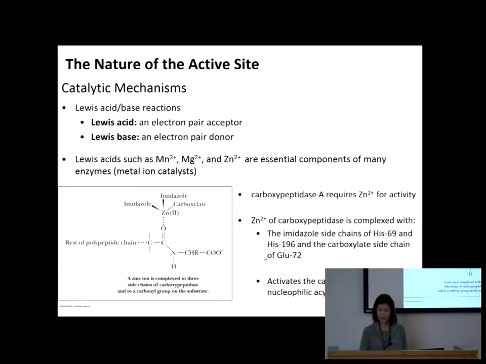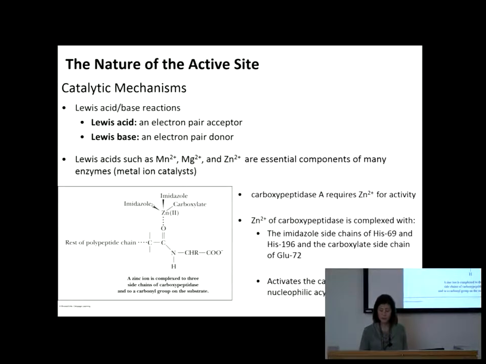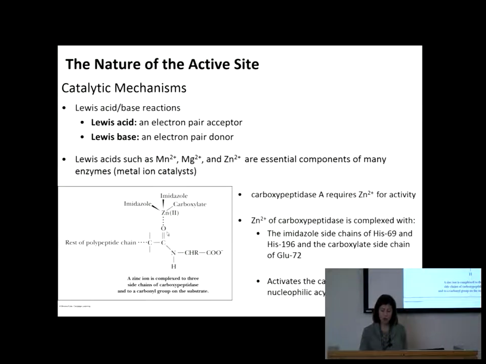And so we have the imidazole side chains of histidines and the carboxylate group of a glutamic acid, which will form some coordinate covalent bonds with the zinc, and then there will be another free one to interact with this oxygen on the substrate. So what this is going to do is get this carbon even more ready for nucleophilic attack. It will make it even more positive for nucleophilic attack.